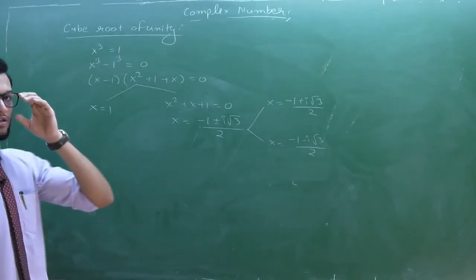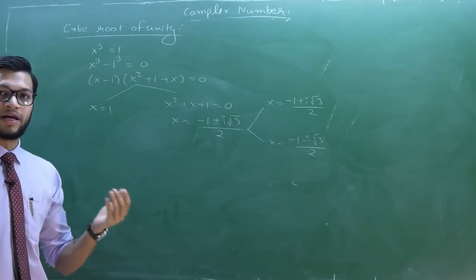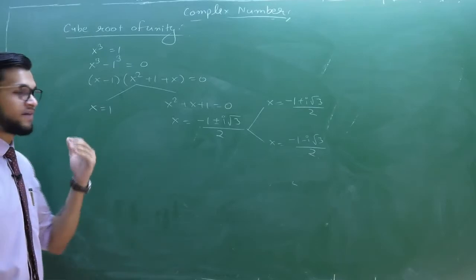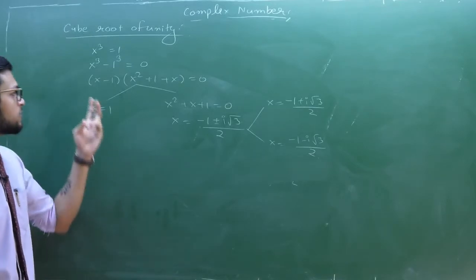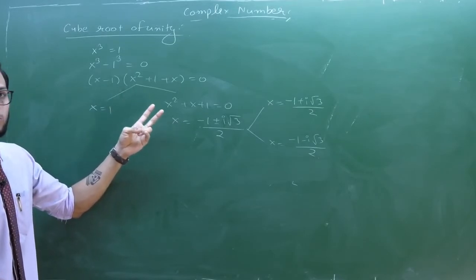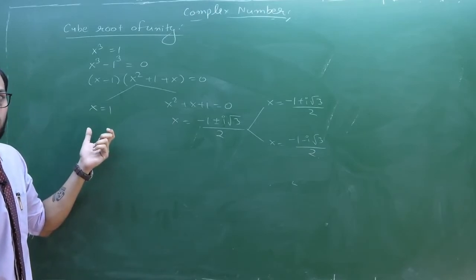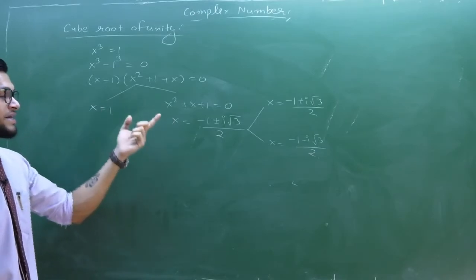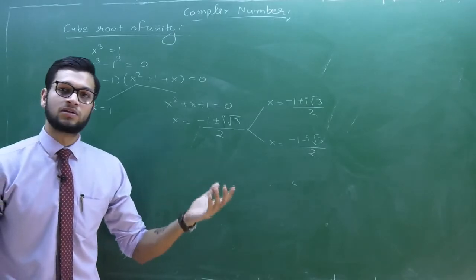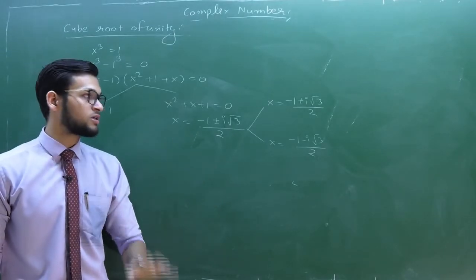So guys, first we have x cube equal to 1, then we have x cube minus 1 equal to 0. We can also write 1 as 1 cube. So we have a cube minus b cube, which equals a minus b, a square plus b square plus ab, which is equal to 0. It means we have two different possibilities. First one is x minus 1 is equal to 0, so x is equal to 1. And the second one is x square plus x plus 1 is equal to 0, so x will be equal to minus 1 plus minus iota root 3 divided by 2.